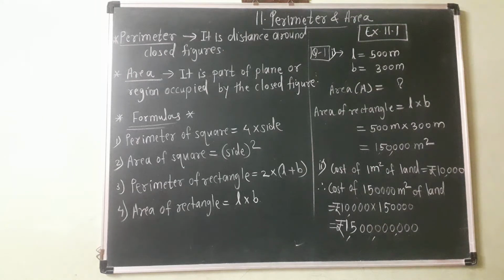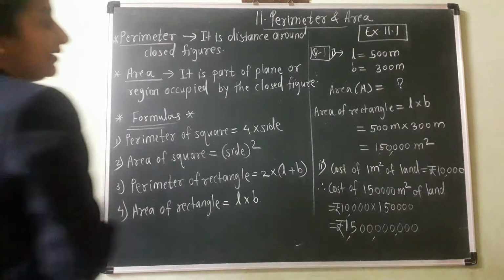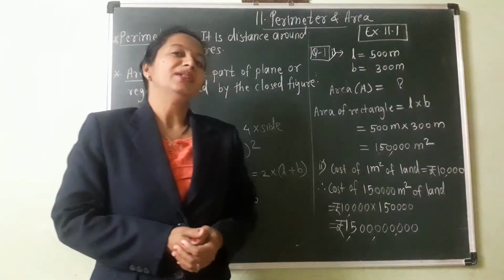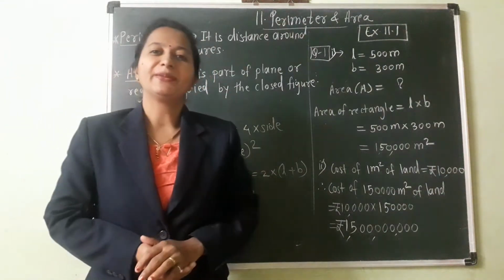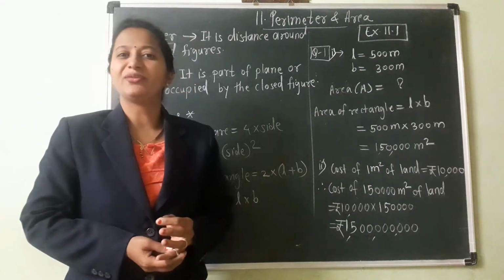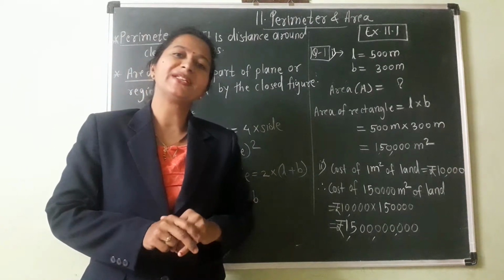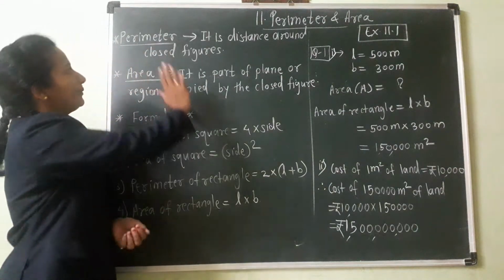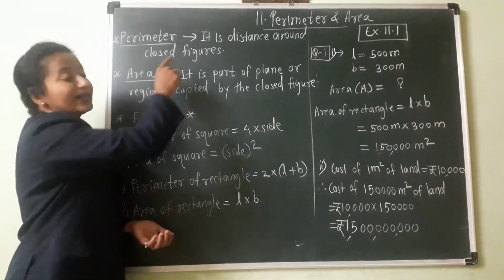Very good morning students. Today we are going to start a new lesson, lesson number 11, perimeter and area. It's very simple. What do you mean by perimeter? Perimeter is the length of the boundary of a closed figure, or we can say a flat surface. See the definition of perimeter. It is the distance around a closed figure.